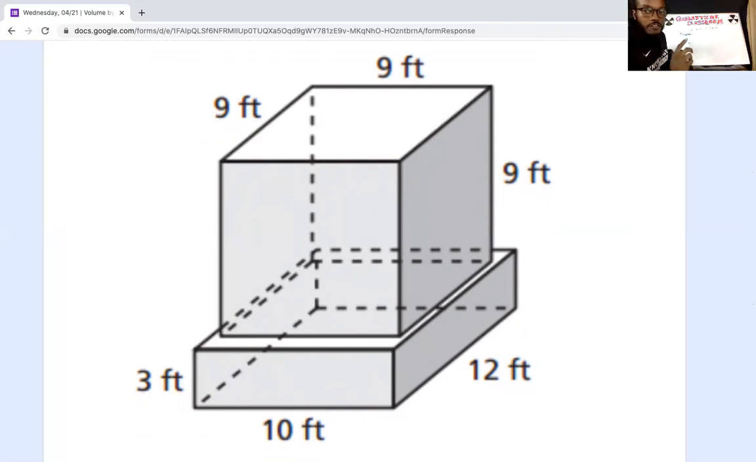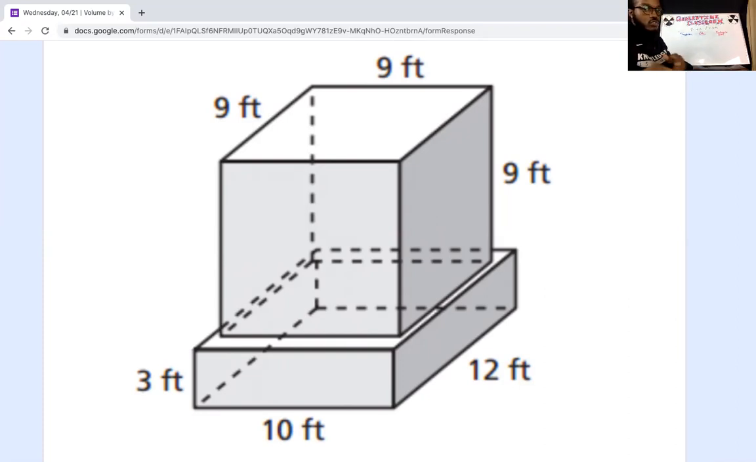So what I'm gonna do is call the first one a cube and the second one a rectangular prism. And then we're gonna do the dimensions for both. I have my cube and then I have my rectangular prism. And we're just gonna define the dimensions of both of them. So I'm noticing that the cube has 9 foot width, 9 foot length, and 9 foot height. And the rectangular prism has 10 foot width, 12 foot length, and 3 foot height.